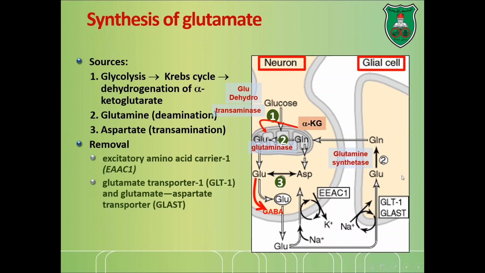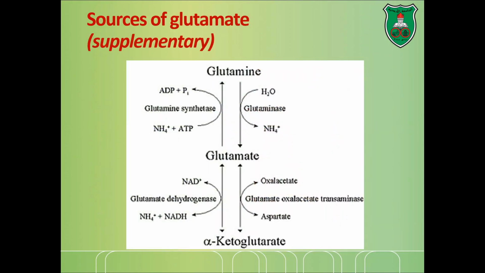Now, once inside the glial cells, it can be converted back into glutamine. Glutamine is released, it goes into neurons, and again the cycle is renewed. Glutamine is converted to glutamate. So this shows the different reactions for converting glutamine to glutamate and to alpha-ketoglutarate and vice versa.